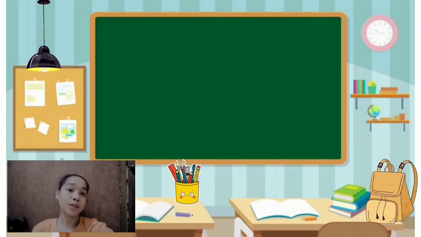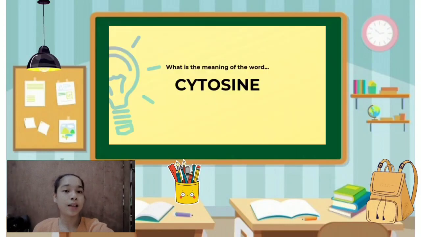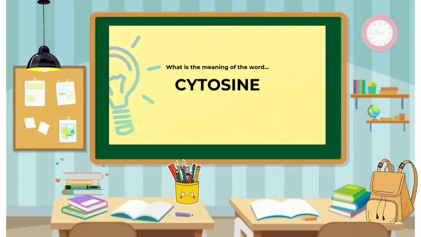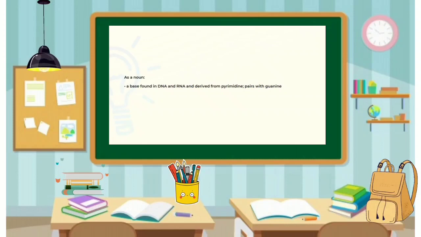And now let us proceed to the main topic, which is cytosine. As a noun, a base found in DNA and RNA and derived from pyrimidine. Pairs with guanine.